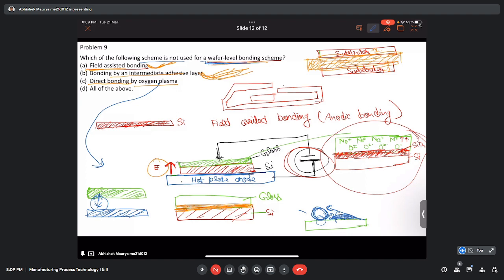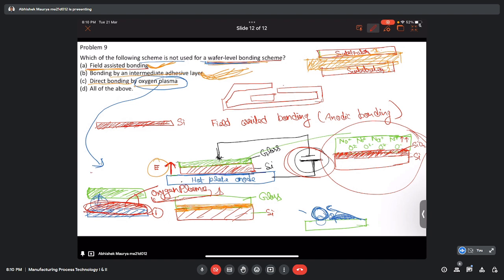Okay, so that is done by oxygen plasma. Suppose, for example, we are exposing this substrate to the oxygen plasma and we are changing its surface properties by changing its chemical properties with the help of oxygen plasma. If we change the surface properties in such a way that this green substrate will start wetting this material after exposure to the oxygen plasma, then we can bond them, then we can stick them.